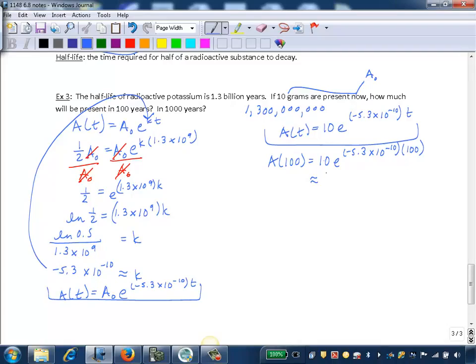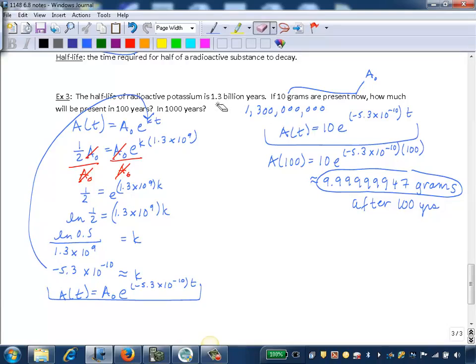So that's approximately 9 point, and then we had 1, 2, 3, 4, 5, 6 nines, and then the 4, 7. And we're talking about radioactive potassium in grams. So we would have 9.9999947 grams after 100 years. So essentially, there's negligible decay, is what that's saying, after 100 years. But again, that makes sense if it takes 1.3 billion years for half of it to decay.